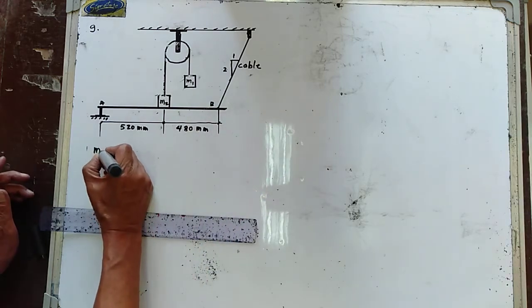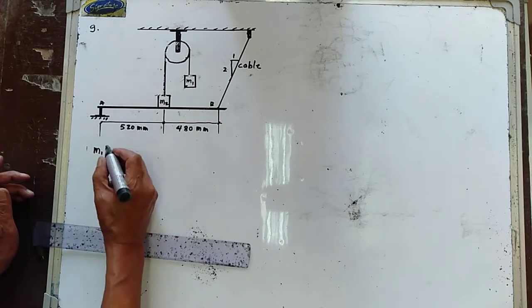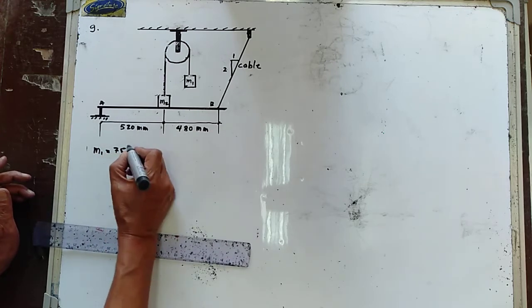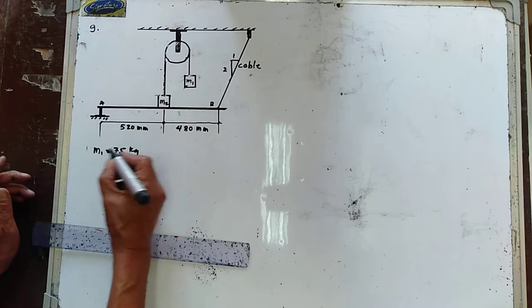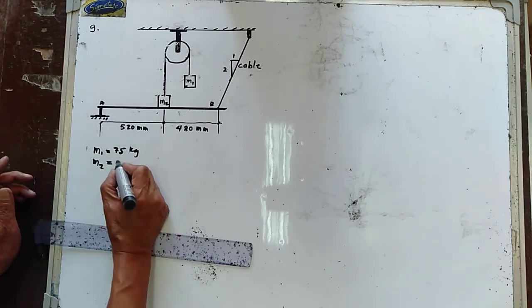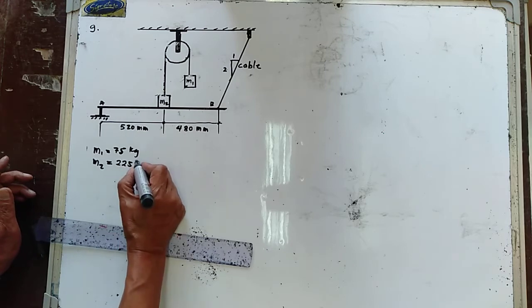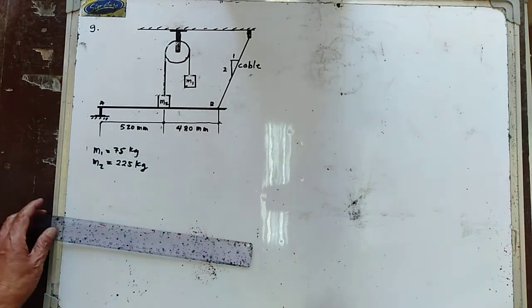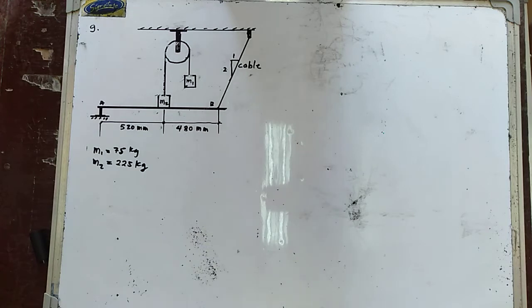is equal to 75 kilograms. And then your M sub 2 is equal to 225 kilograms. So that is your M sub 2.